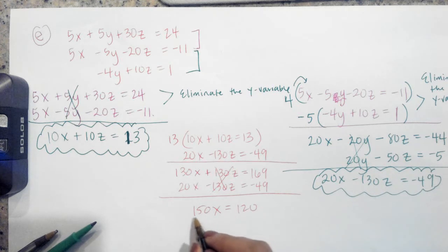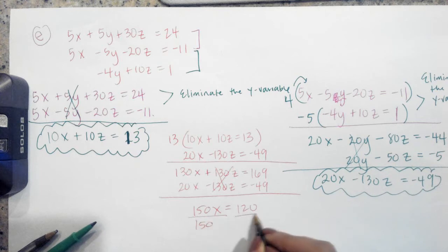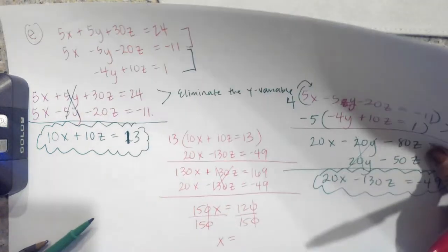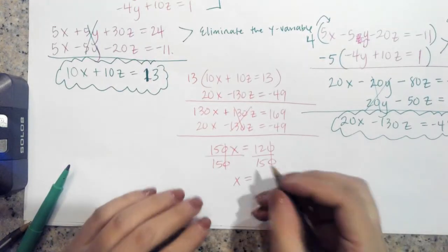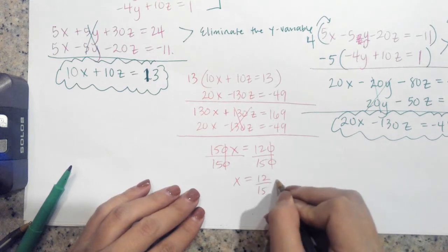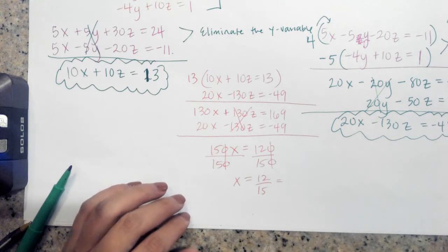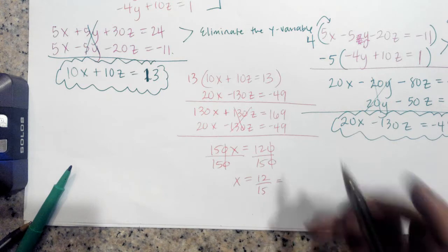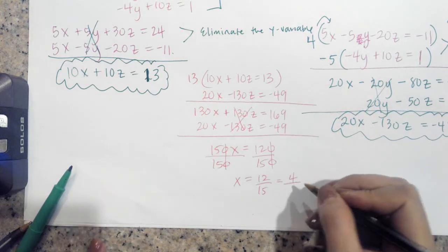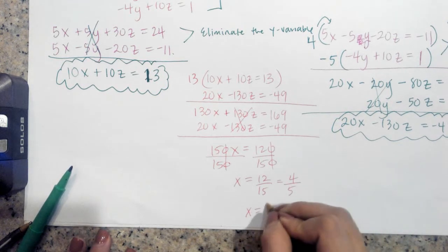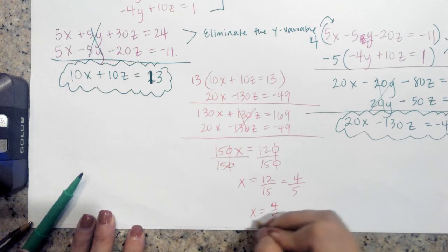So now I'm going to divide by 150. So here my zeros cancel out. Y'all see that? So I'm left with 12 over 15. I can reduce that, right, by 3. 3 goes into 12 4 times, and 3 goes into 15 5 times. So my x is 4/5.